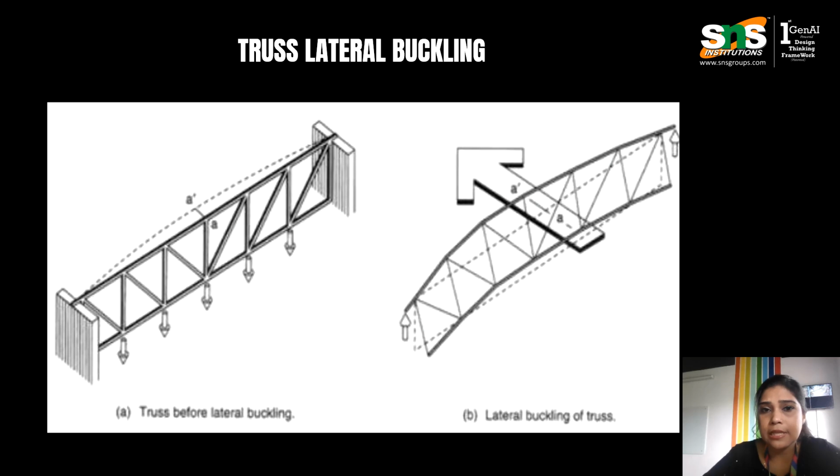As you see, this is one kind of failure that will occur in a truss, which is known as buckling, and this occurs due to shear forces. You can see in the two diagrams, one is the truss before lateral buckling and the other is the lateral buckling of the truss. Lateral buckling is something like a hiccup that can occur in the shape of the truss. Likewise, it can cause the structure to fail.